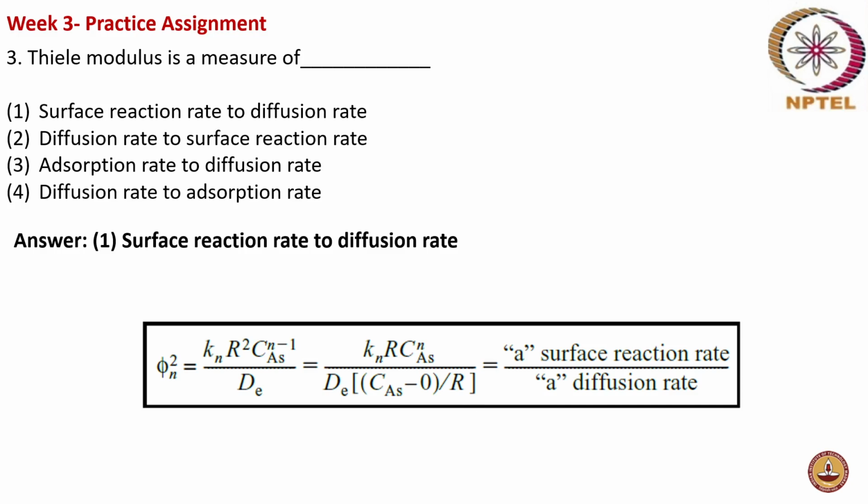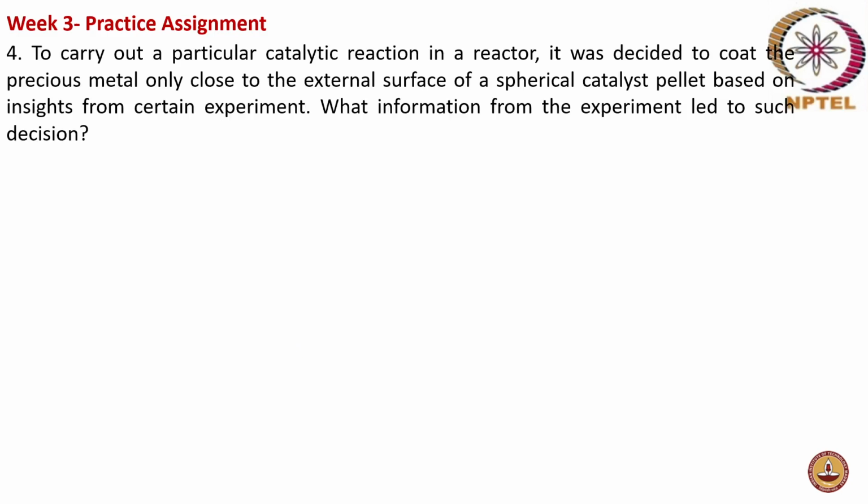Now let's go on to the next question. To carry out a particular catalytic reaction in a reactor, it was decided to coat the precious metal, for example platinum, only close to the external surface of the spherical catalyst pellet. You would have come across this denomination, platinum over Al2O3, platinum impregnated on alumina.